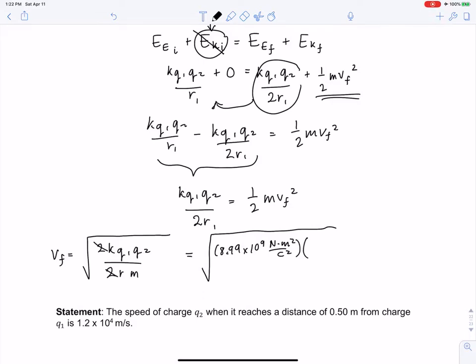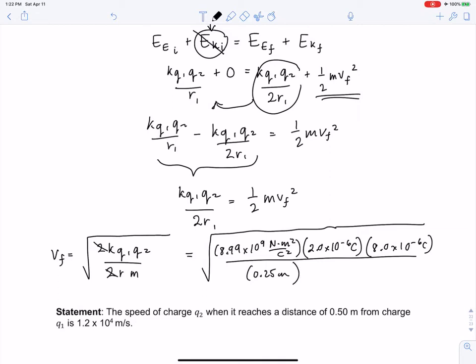Q1 is 2 times 10 to the power of negative 6. Q2 is 8 times 10 to the power of negative 6. R is 0.25 meters. And M is 4 times 10 to the power of negative 9 kilograms.